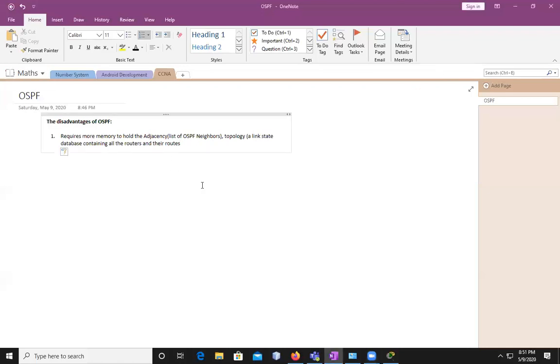So routes, this is the first thing, comma, and also you need to have the routing tables. So this is the information that every particular router needs to hold in order to have a neighbor relationship, in order to work very smoothly. So it requires more memory. Why does it require more memory? Because it has to store, first of all, the list of OSPF neighbors. Second, it has to store the topology. So inside the topology, what are the things? There is a link state database, which is going to contain routers, their routes, and routing tables.